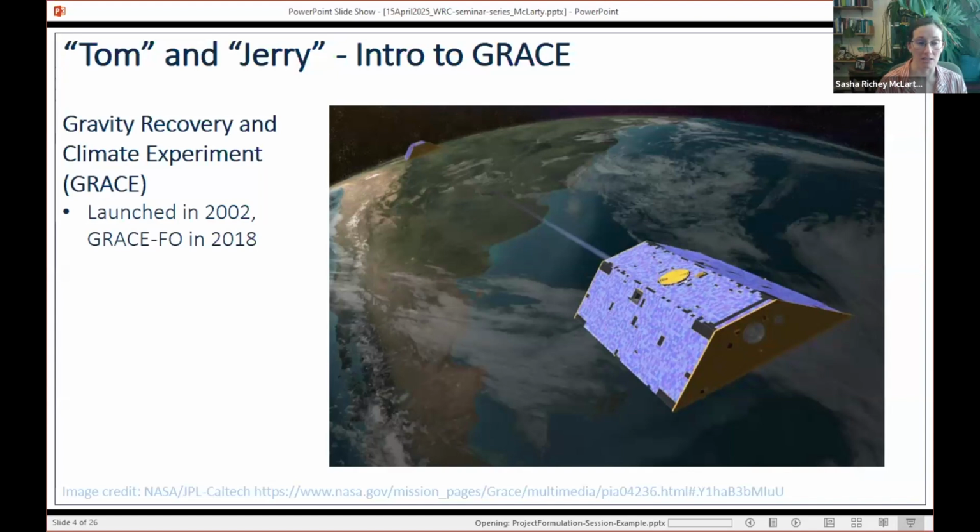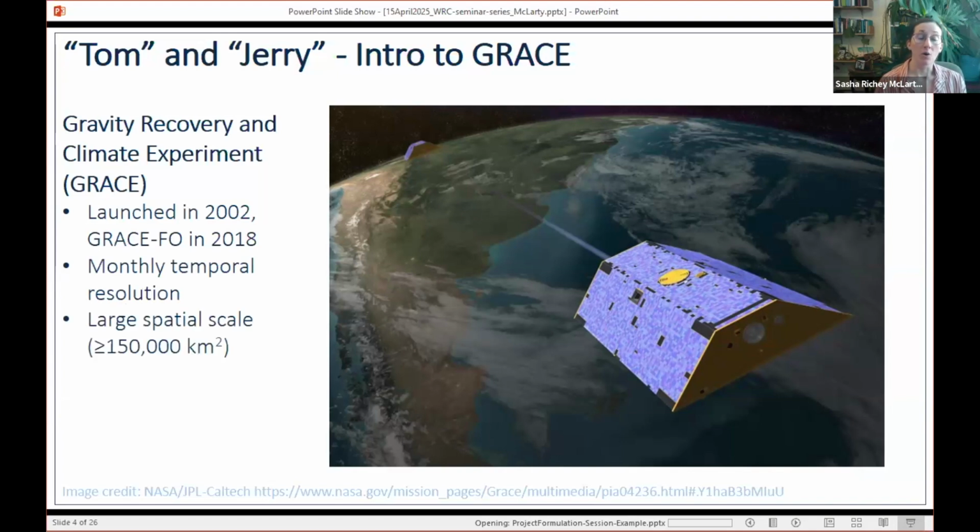So we have observations for an increasingly useful time when you're doing things like significance testing of trends. The GRACE data are on a monthly temporal resolution. So looking at how changes in gravity occur from month to month over, importantly, really large spatial scales. So full river basins, large aquifer systems.